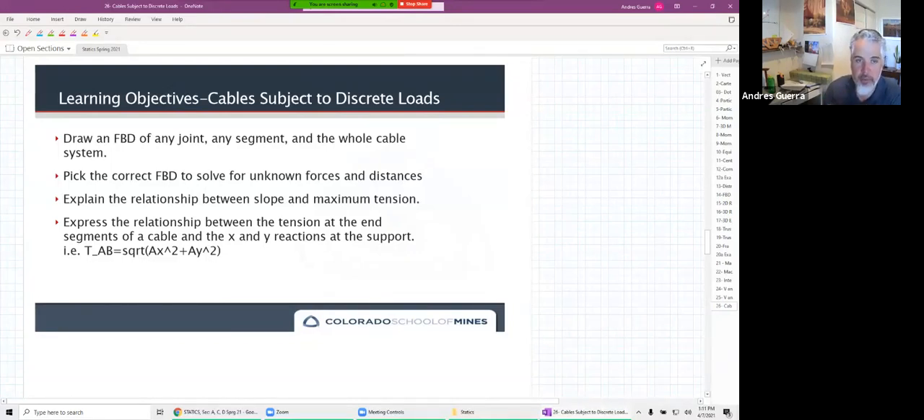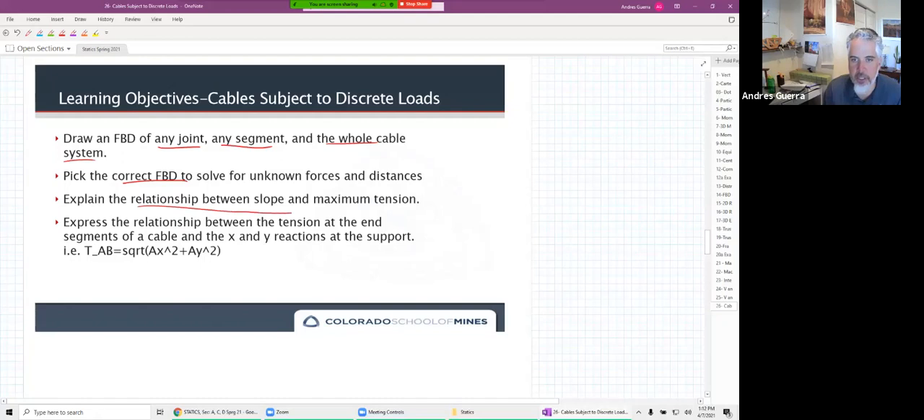Okay, so our cable subject to discrete loads. Our learning objectives, what we're responsible for, is to draw an FBD of any joint, any segment, and the whole cable system. And this is all of our potential FBDs. We're going to approach these the same way we've been talking about FBDs recently, which is complete enumeration. So we need to identify all of our FBDs and then pick the correct FBD. We'll do that by saying, I want an FBD with knowns and not too many unknowns. A lot of similar procedures and concepts that we have done in the past, just for a slightly different system that has cables now.